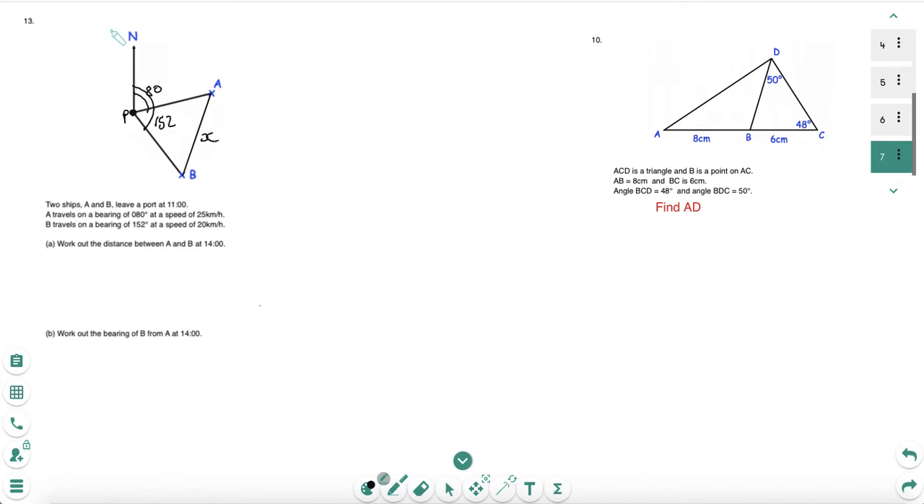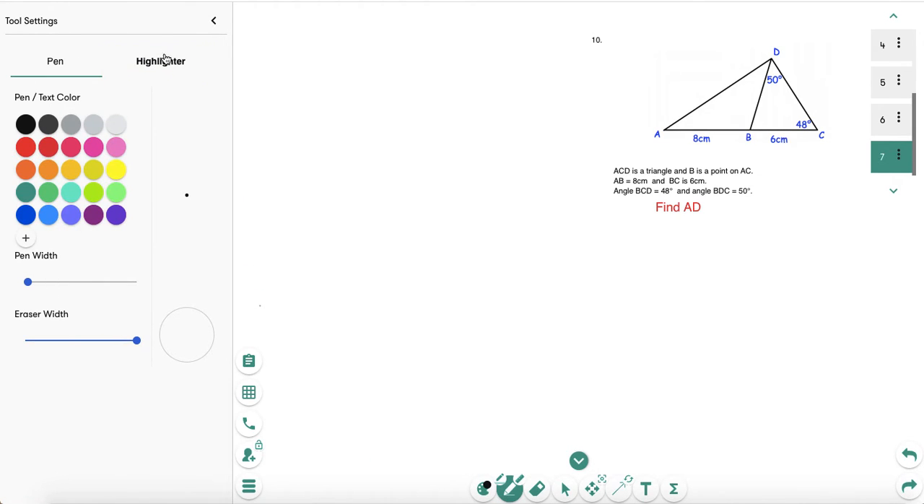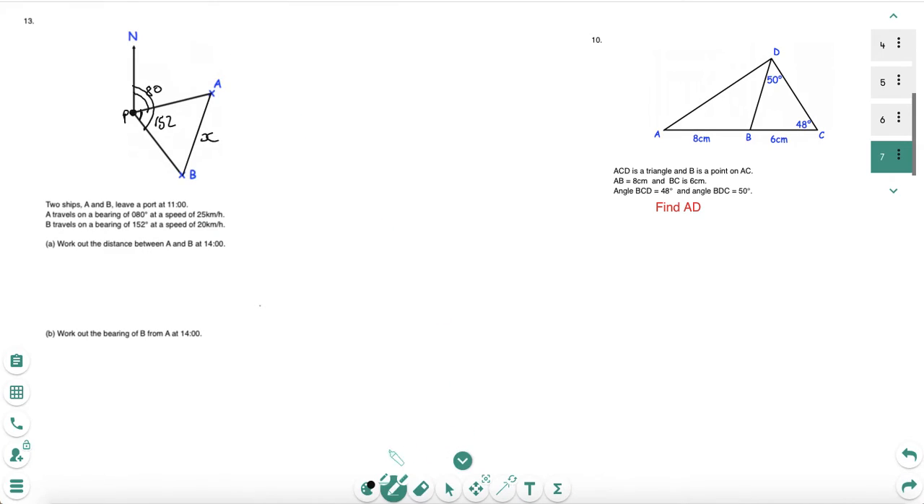So if we know this angle from here to here is 152, and from here to here is 80, how can we find this angle here? I'm going to make this highlighter skinnier. How can we find this angle here? Well, we can do 152 minus 80. So that's going to be 72. So we can say, okay, cool, this angle must be 72.